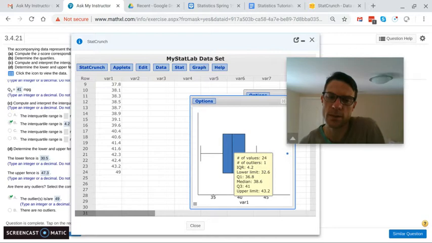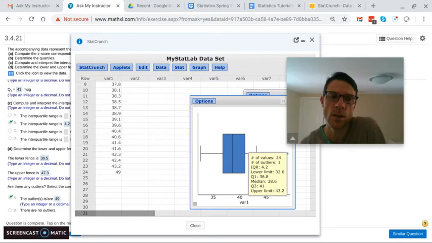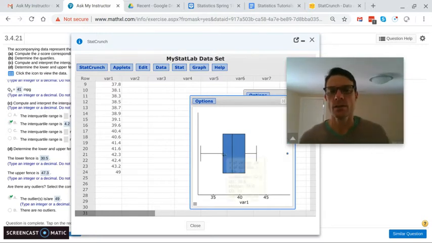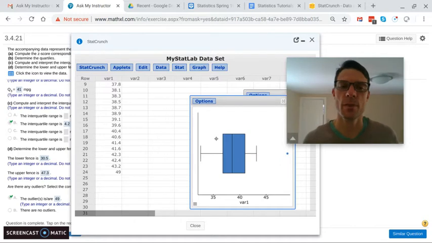Another nice thing is that it gives you most of the other information here. If you hover over the boxes, this is the median right here, and it tells you what the median is, what quartile 1 is, quartile 3 is. It even tells you the IQR. So just something to know, a quick way to do some of this stuff. I hope that helps a little bit.